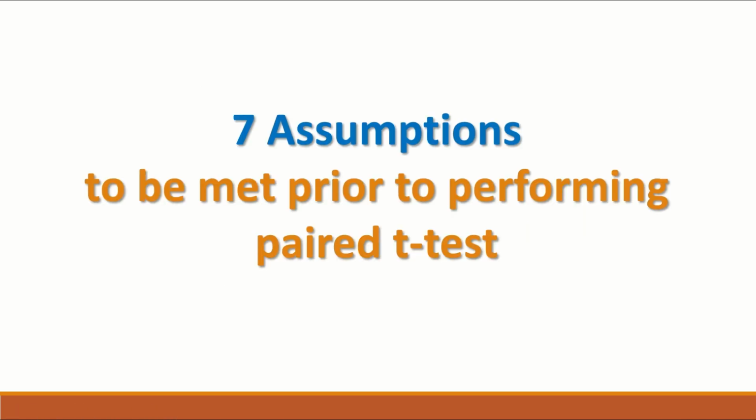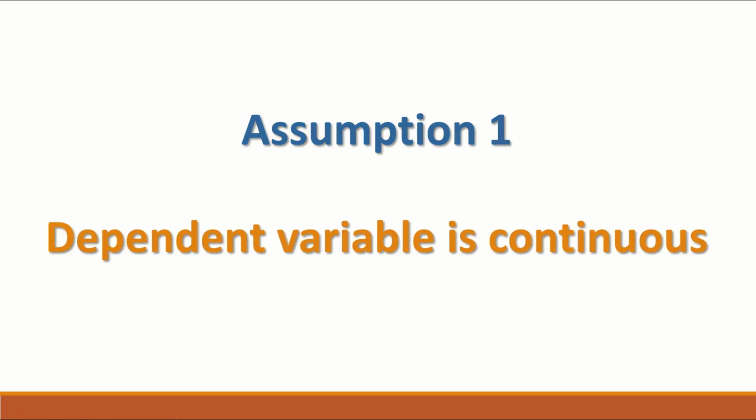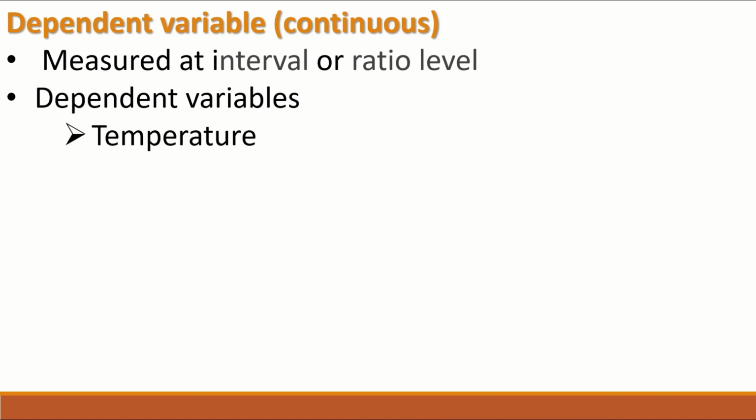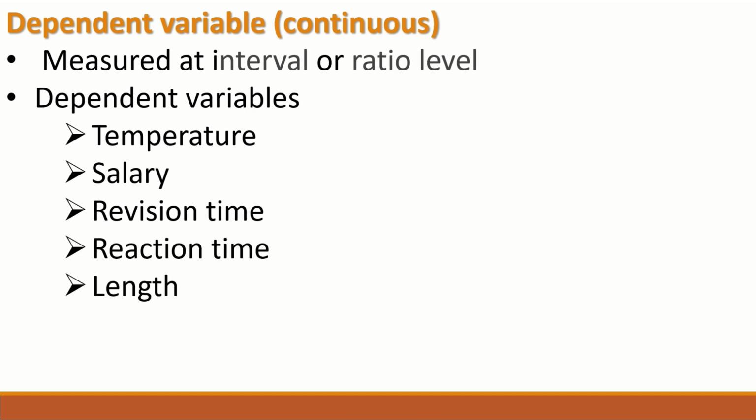Seven assumptions have to be met prior to performing the paired t-test. The first assumption is that the dependent variable is continuous. The dependent variable should be measured at an interval or ratio level. Examples of the dependent variable are temperature, salary, revision time, reaction time, and length.